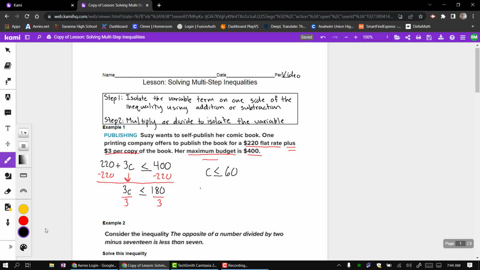So what does that mean? Susie can print up to 60 copies and not go over budget. So that's what that means.